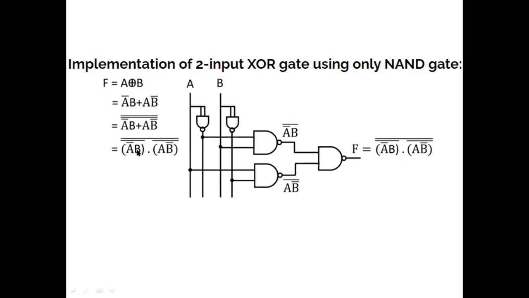Consider now this as X and this as Y. X dot Y whole complement can be performed by using another NAND gate. So this is how we are going to implement a two-input XOR gate using NAND gates.